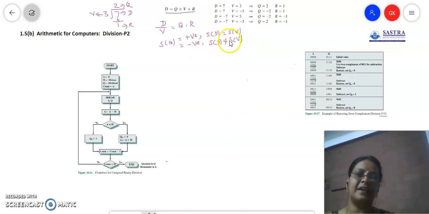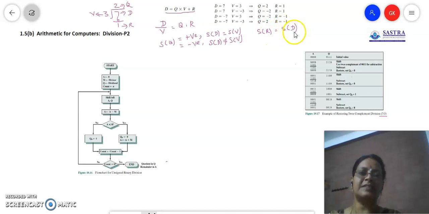So you compare the sign of the dividend and the divisor. If they are the same, set the quotient as a positive number. Similarly, to decide the sign of the remainder, we know that the sign of the remainder always follows the sign of the dividend. Whatever the sign of the dividend is, that is assigned to the sign of the remainder.